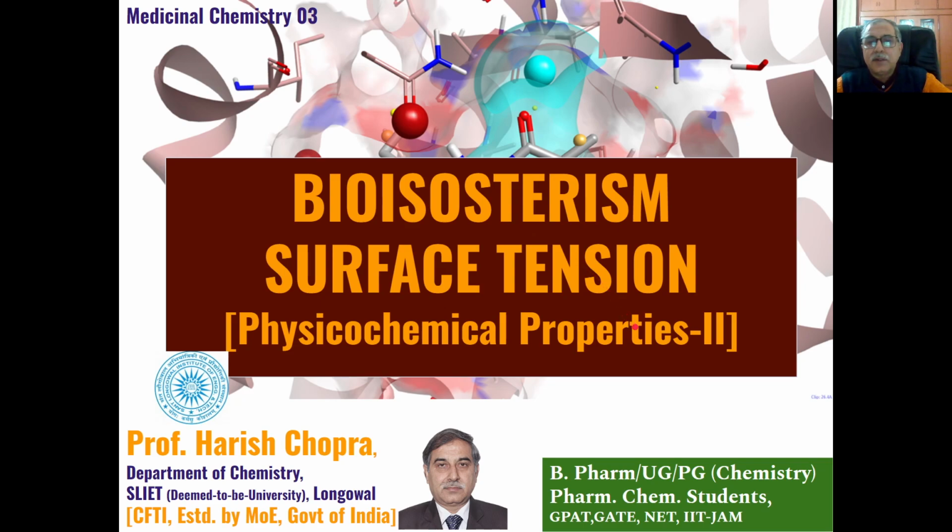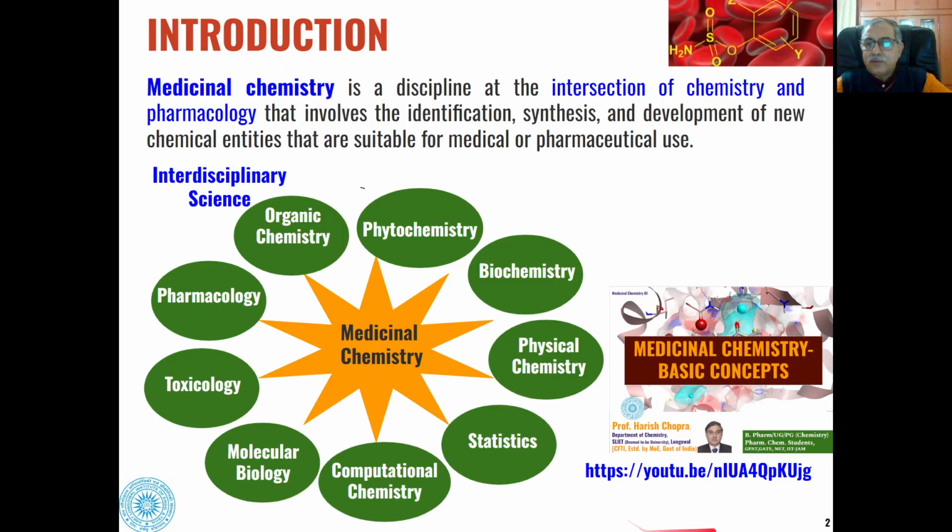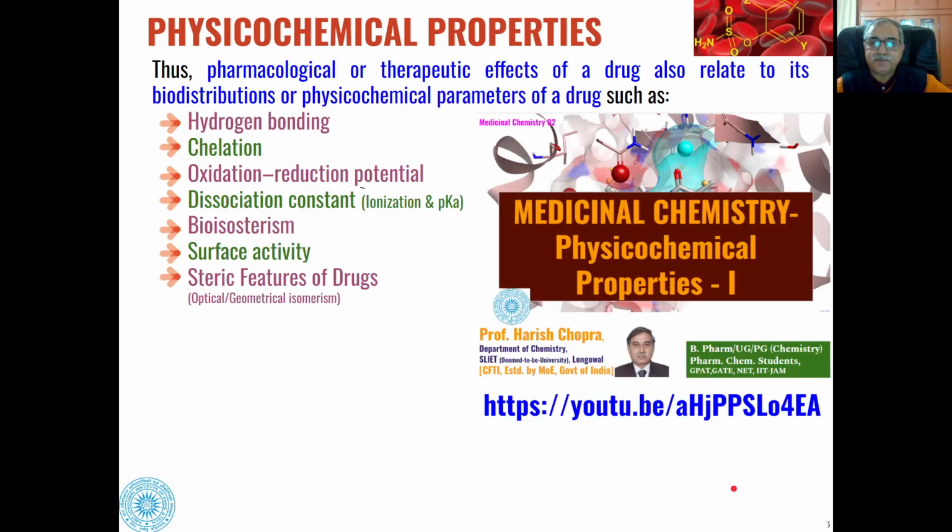And as I have already told you, medicinal chemistry is an interdisciplinary science, and the basic concepts have been explained in our first lecture, that is medicinal chemistry basic concepts. Then physicochemical properties, various types of important physicochemical properties, as I have already explained in the previous lecture, that is physicochemical properties 1.